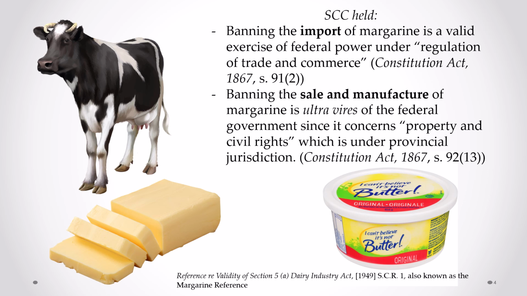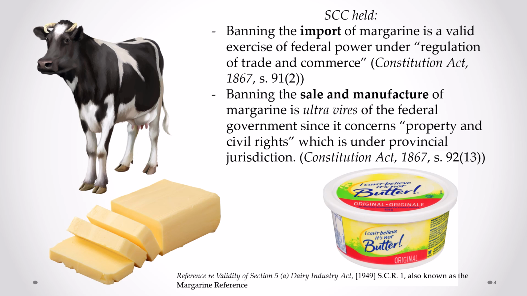So the Supreme Court of Canada rendered its decision here. They said that banning the import of margarine is a valid exercise of federal power under the regulation of trade and commerce. Remember, trade and commerce is interpreted as giving the federal parliament the right to regulate interprovincial and international trade. So they said, okay, you can ban the import of margarine. That's a valid exercise of the federal government's power.